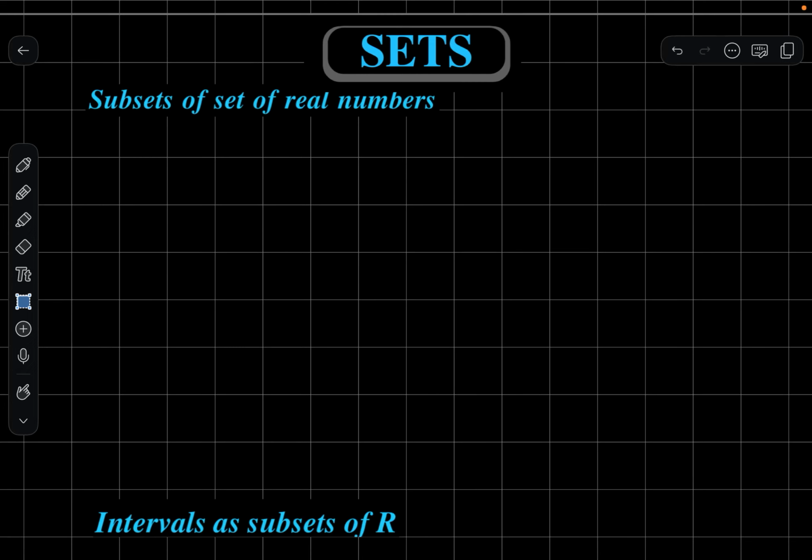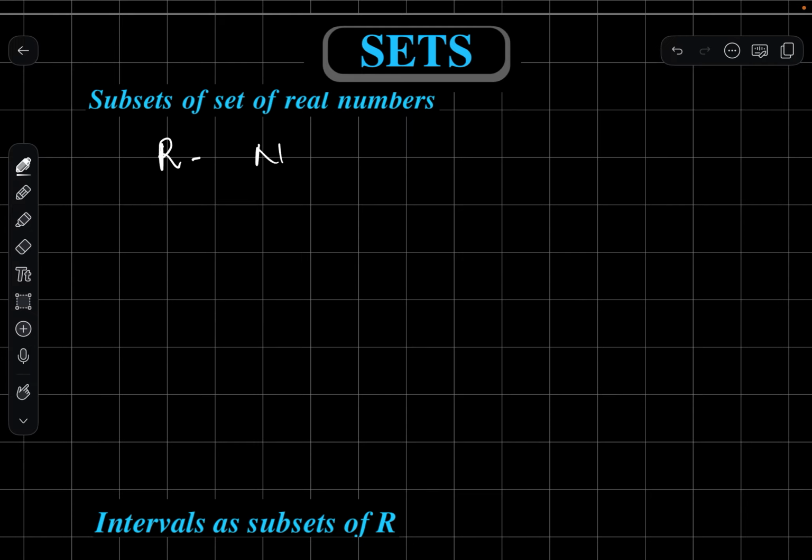Welcome back 11th standard students to chapter 1, Sets. Now we are going to see subsets of the set of real numbers. We know R denotes real numbers, isn't it? R is our real number. Now we already know some important sets in mathematics, isn't it?